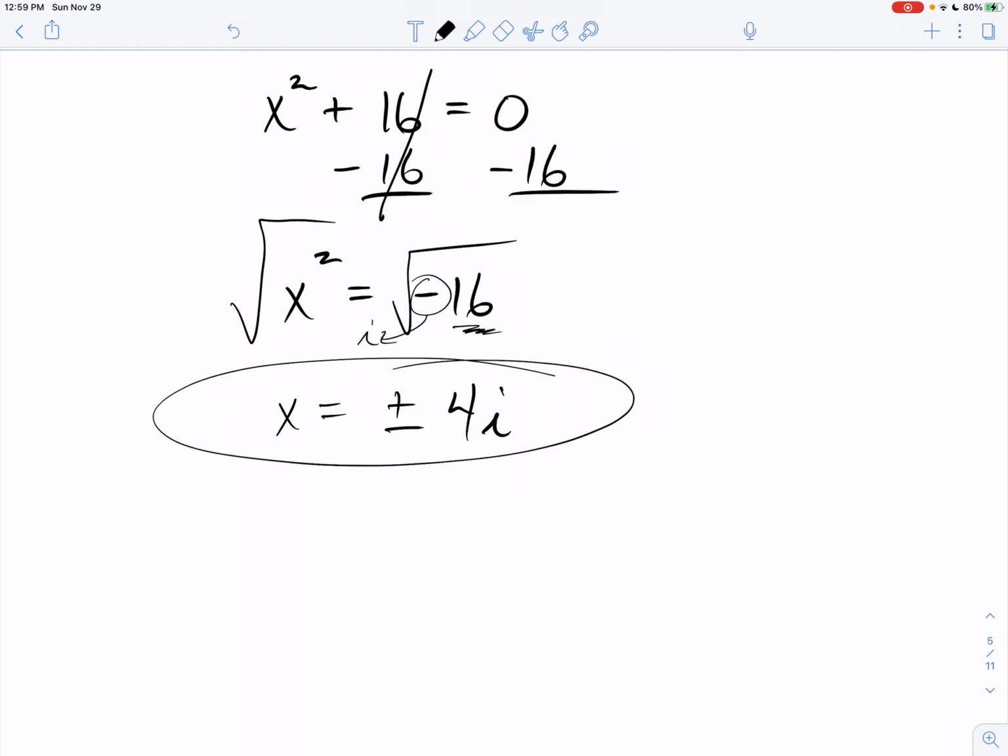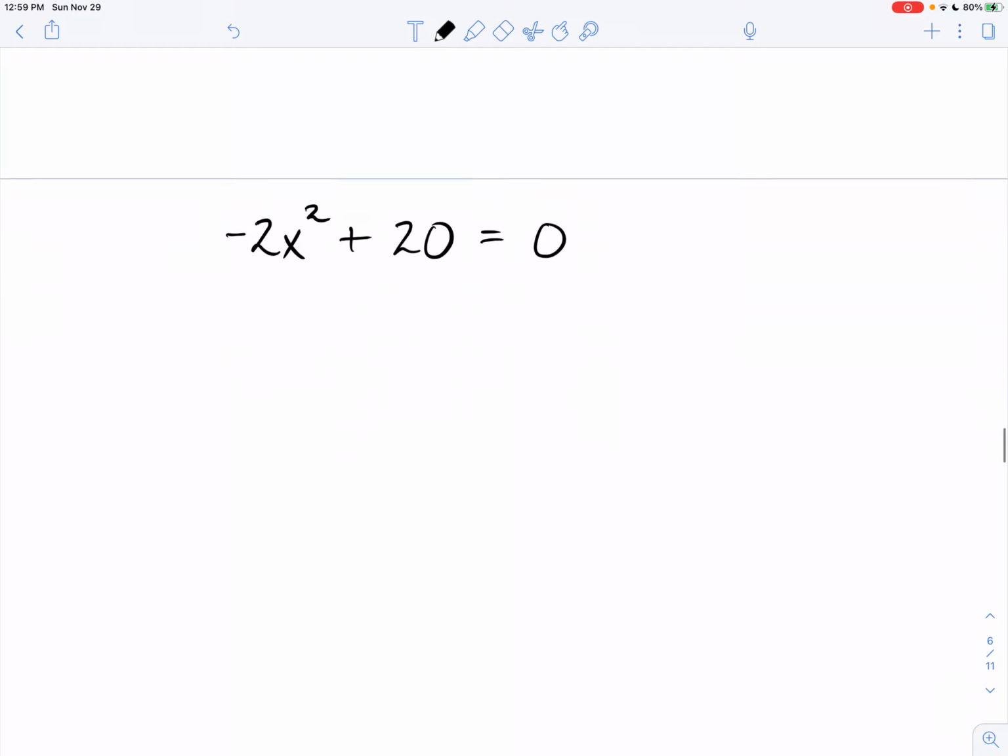I don't care. All right, plus or minus 4i, that's the answer. It can happen. You can get complex numbers. You can get i values in your problems. You will get some i values when you do the practice problems. Let's keep going.